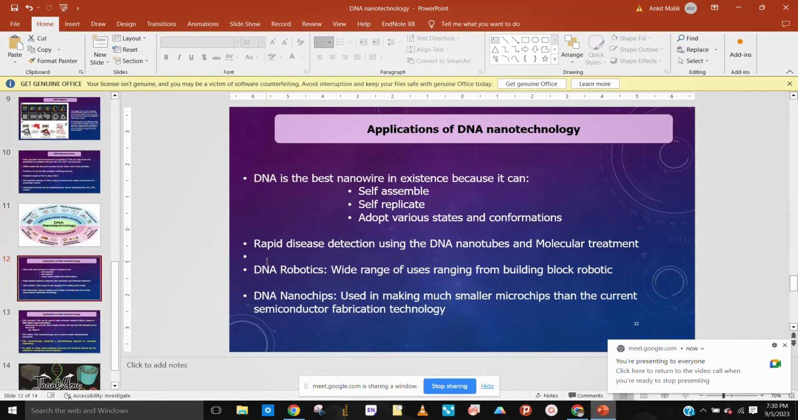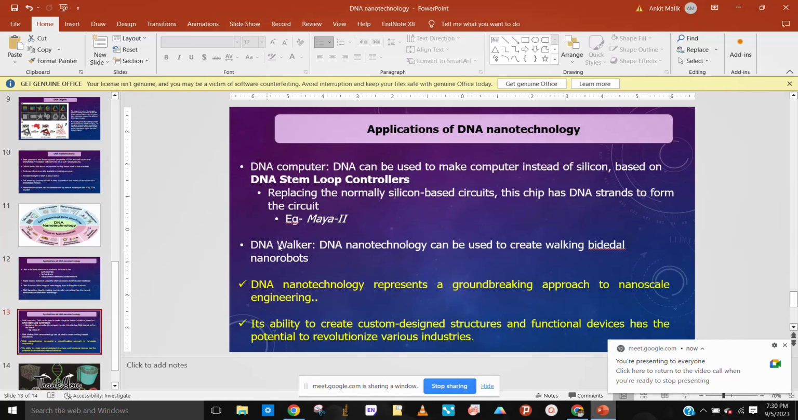So then DNA nanotechnology is used in DNA robotics, DNA nanochips, DNA computers called Maya 2, DNA walkers, and etc.